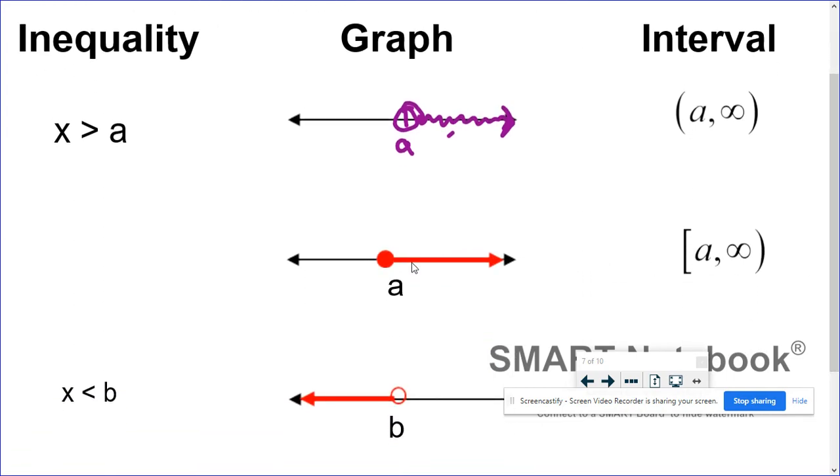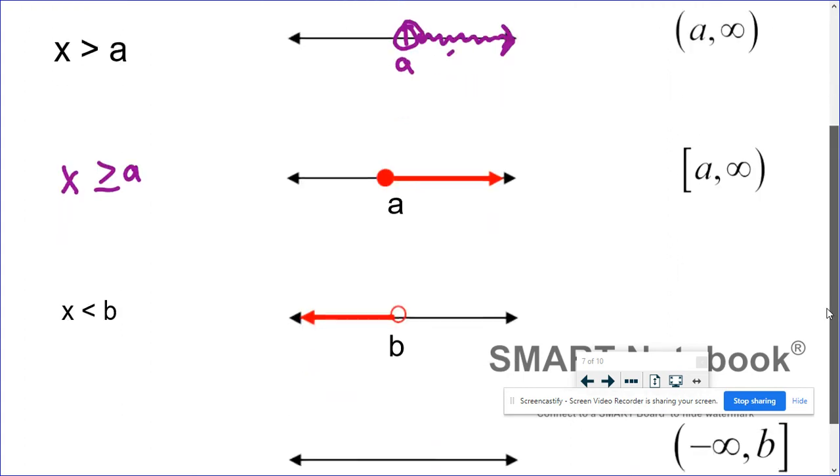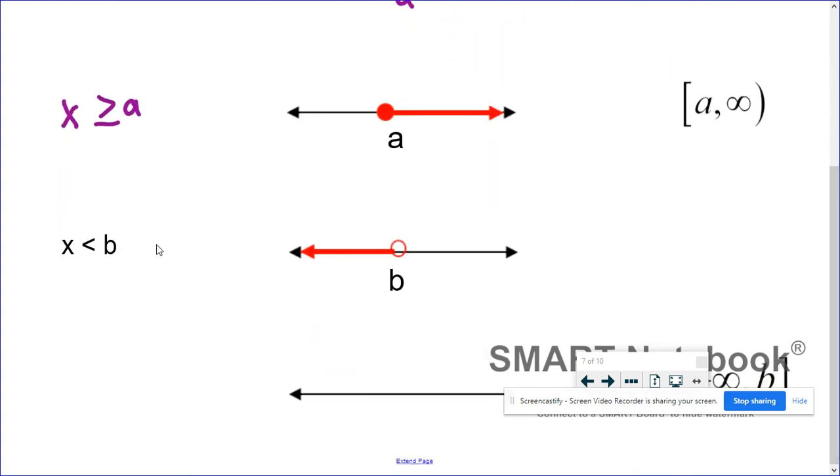So for this one, the only difference between the first row and the second row is there's a bracket around the a as opposed to parentheses. The only difference on the graph is that it's a closed circle at a as opposed to an open circle. So when I go to write the inequality, the only difference is that it's greater than or equal to instead of just greater than. Let's look at the next one. x is less than b. There's an open circle at b, and you're shading to the left.